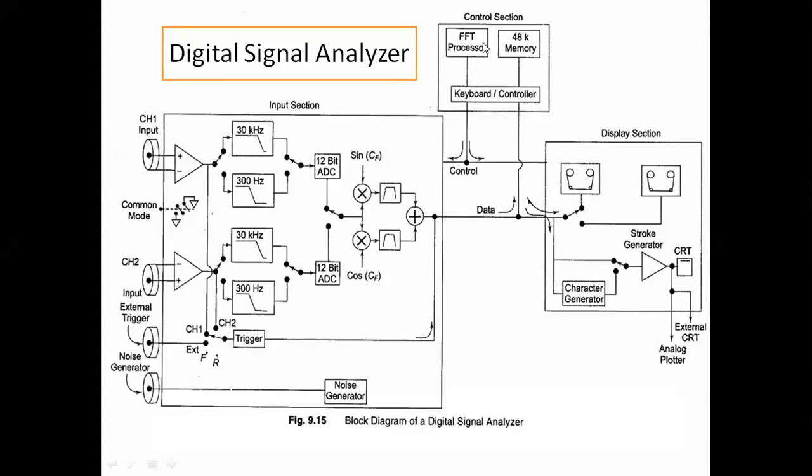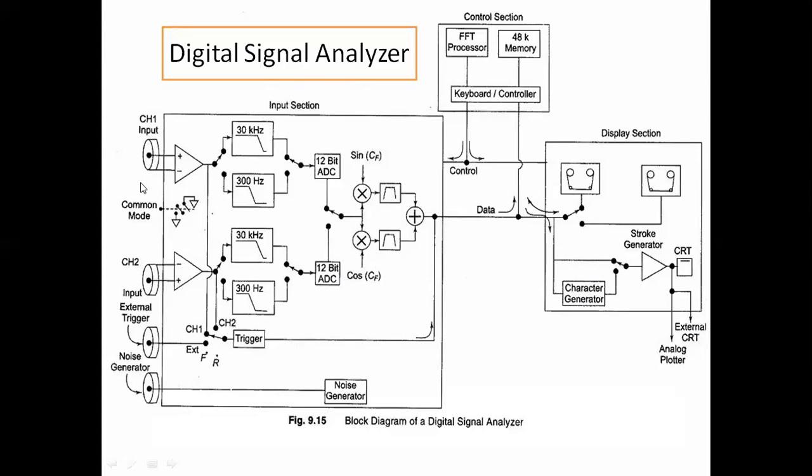So here the fast Fourier transform algorithm will be included, and based upon the applied data, it will be produced as the fast Fourier transform output, and that processor output will be given to the display section. So here the display section will be applied to the CRT. Okay. So that signal will be applied to CRT, or we can also record that signal. We can display. For external CRT, we can also connect. So like this, we have the digital signal analyzer.